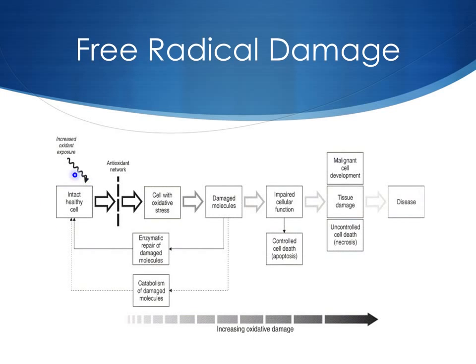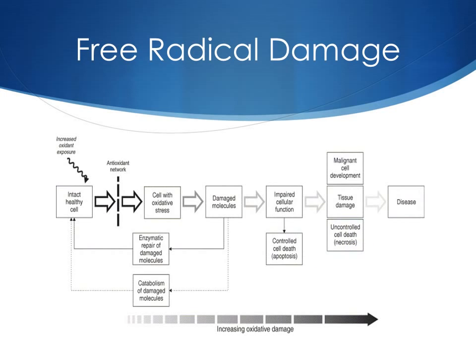This is another look at the free radical damage that happens. You see, normally there's an intact healthy cell, and one is exposed to oxidants, which is the free radicals, and normally there's an antioxidant network to block it off and keep it healthy. But when there is a cell with increased oxidative stress, it damages the molecules, it impairs cellular function, so the cells don't work as efficiently, and cell death, apoptosis, happens quicker. There's malignant cell development because DNA gets mutated. There's tissue damage, uncontrolled cell death, which is necrosis.